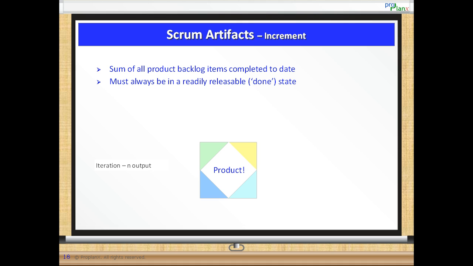Scrum remains flexible in the fact that the customer may terminate the project if they recognize that enough business value has been derived from this increment. With this, we have covered all aspects of the basic Scrum model. If required, please go back to the particular sections of this presentation to review and revise your understanding.